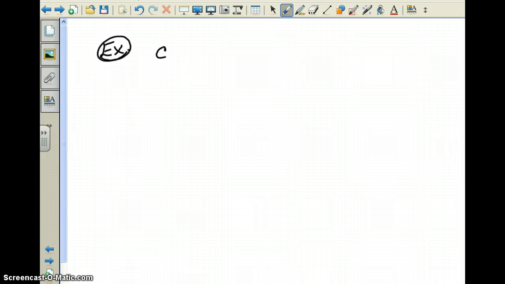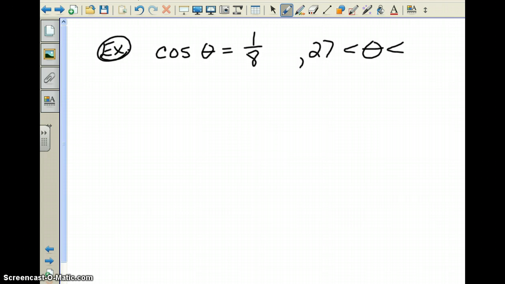So let's say I know the cos of an angle is 1/8. Now that's positive 1/8, so that means our angle could either be in quadrant 1 or quadrant 4. So let's go with theta being between 270 and 360, or in other words, quadrant 4.